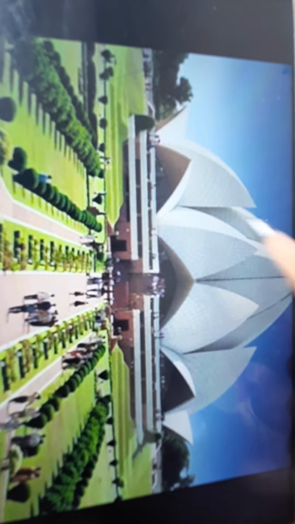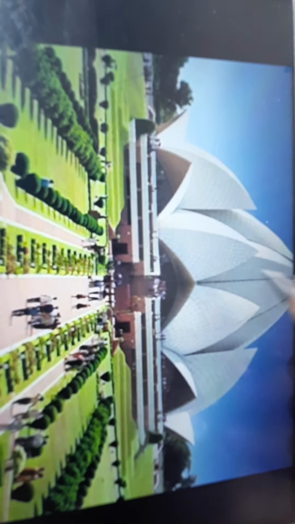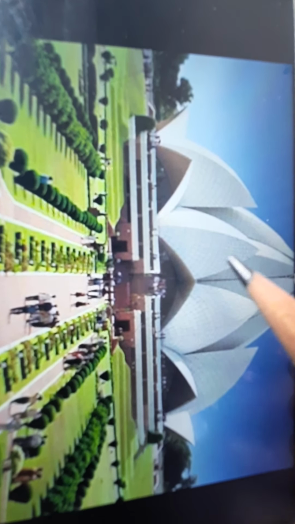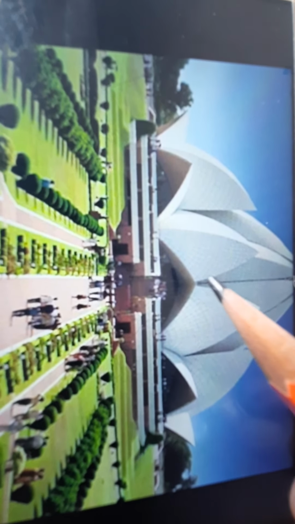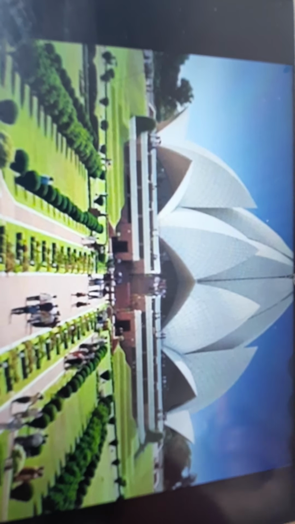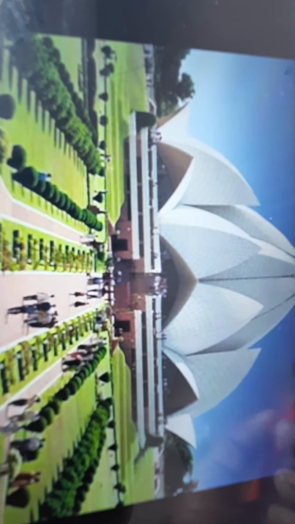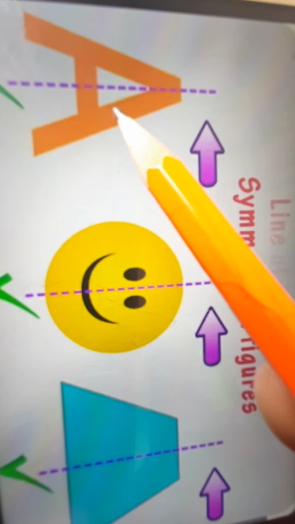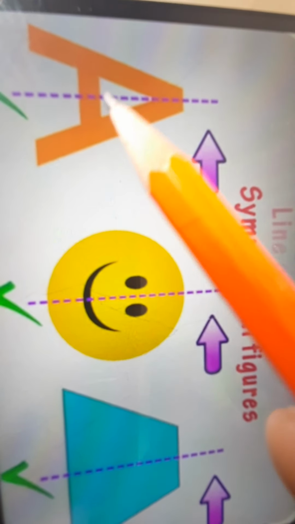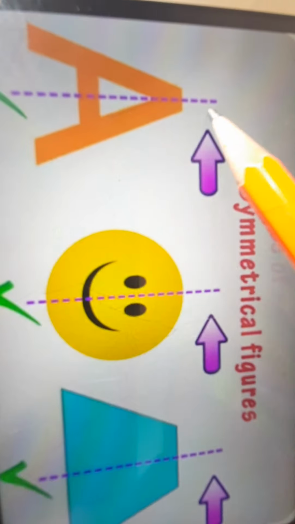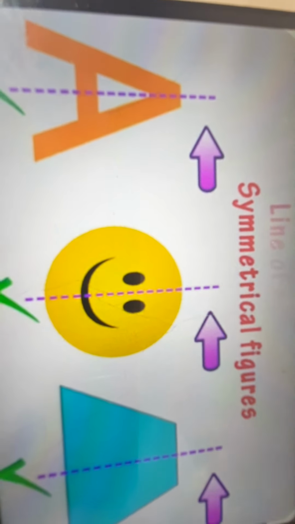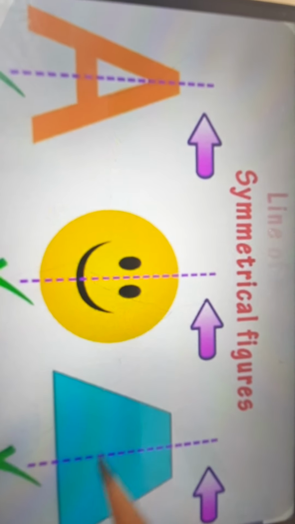While constructing this temple, तो जो constructors थे, they kept this thing in their mind, how to make it beautiful, and they made it beautiful using the knowledge of symmetry. In our alphabets also, from A to Z, some of the letters give us a line of symmetry. That means after drawing the line of symmetry, they become identical on both sides of that line. Here are some examples of shapes also.